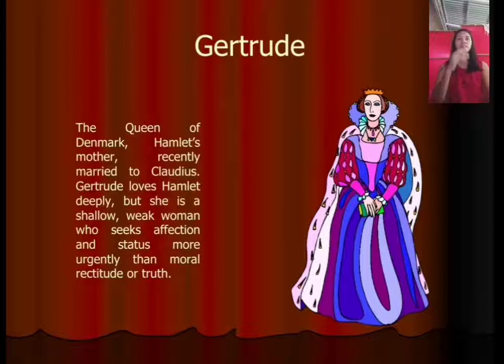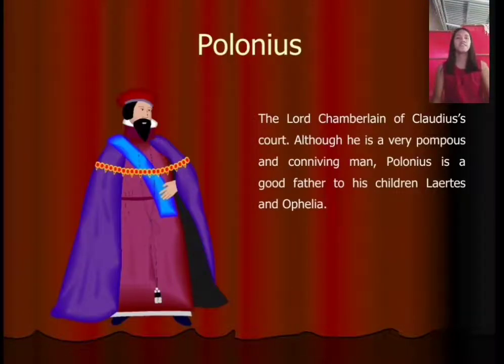And next is Polonius. He is the Lord Chamberlain of Claudius' court. Although he is a very pompous and conniving man, Polonius is a good father to his children, Laertes and Ophelia. So some articles on the internet say that he is a very selfish person and he uses his children to gain what he needed. But from my own understanding of the story, he is actually a good father.